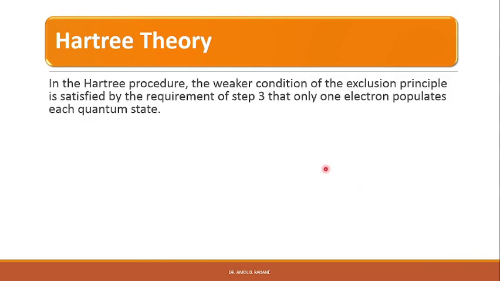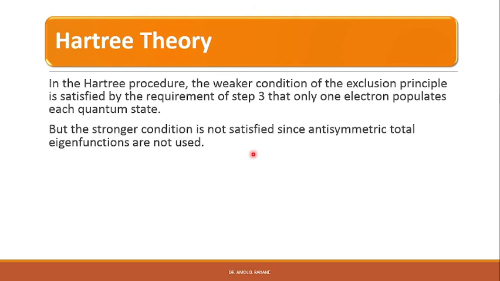So this is the Hartree theory. In the Hartree procedure, the weaker condition of the exclusion principle is satisfied by the requirement of step 3, that only one electron populates each quantum state, right? So here we are not considering the strong exclusion principle, but we are considering the weaker exclusion principle, right? That means each level contains only one electron, because it makes our calculation more simplified and easy to calculate, right? But the stronger condition is not satisfied, since antisymmetrical total eigenfunctions are not used, right?